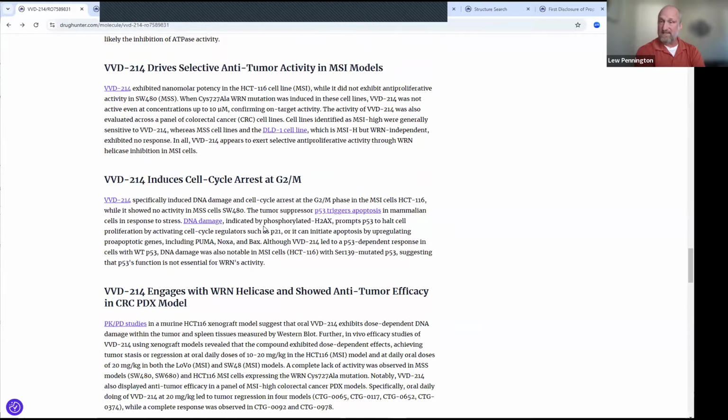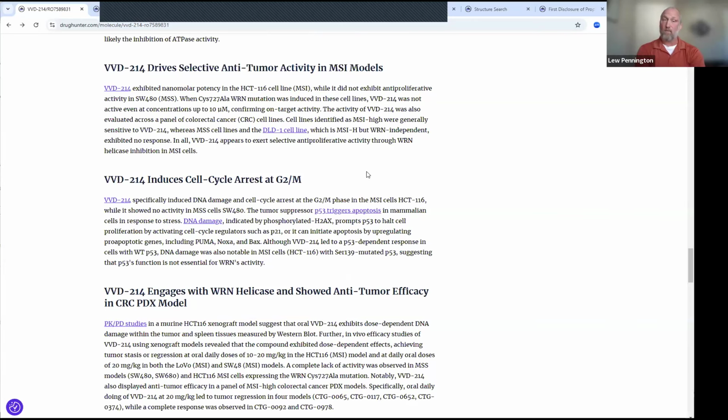So what they found with this compound is that it was active. It showed growth inhibition activity in cell types with high microsatellite instability due to deficient mismatch repair mechanisms, but showed no activity in cancer cell lines that didn't have this characteristic.